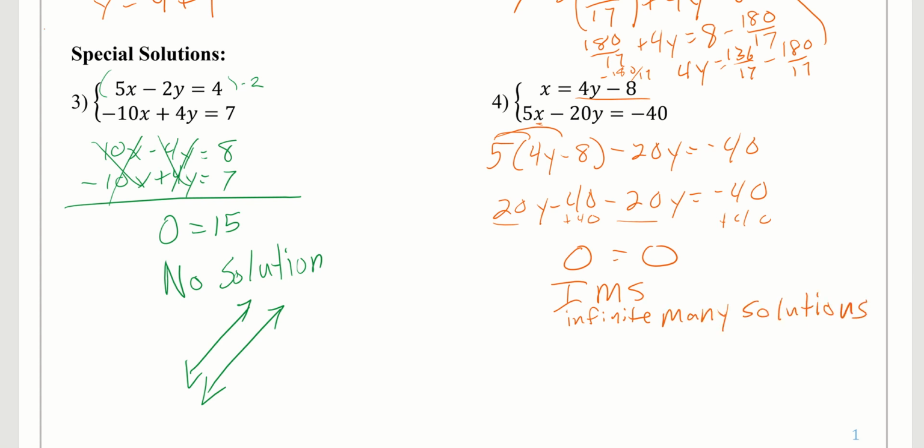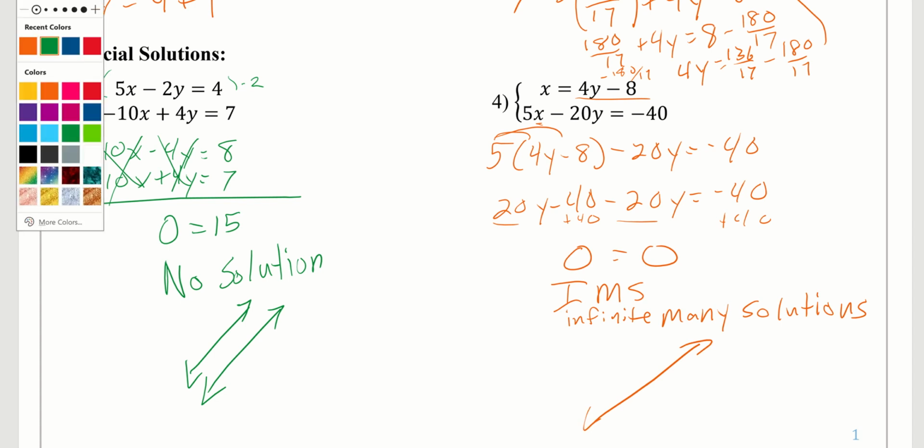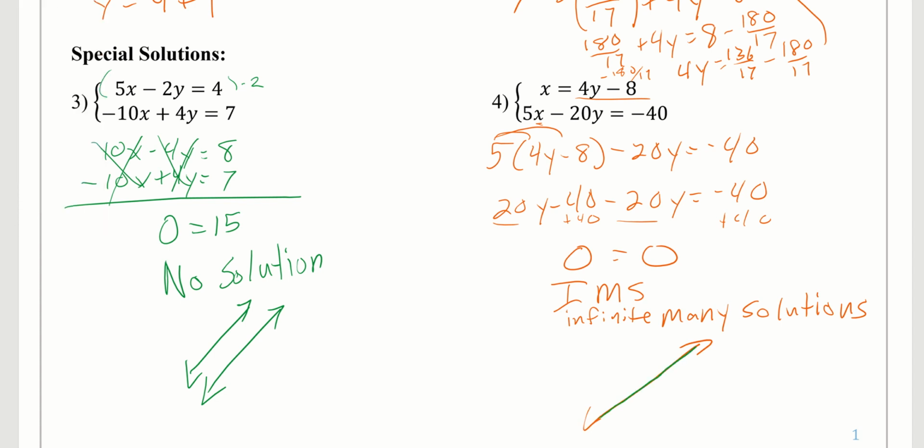Okay, and so this one is, we have a line like this, and if I have something that always touches it, that means that it's right on top of it. Cool. So those are a couple special cases. One, either they never touch, or two, they always touch.